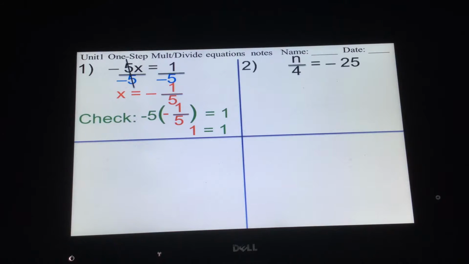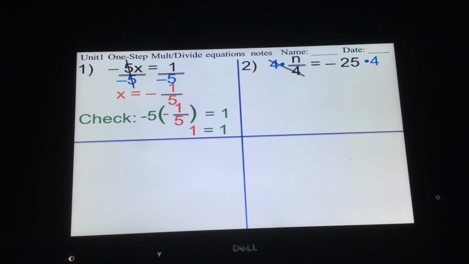Number 2, we have n over 4 equals negative 25. Now, n over 4 is a fraction, and most of you already know that a fraction is the same thing as division. So n over 4 is really n divided by 4. The operation being done to n is being divided by 4. Again, we have to do the opposite operation, which is multiplying by 4. So let's multiply by 4 on both sides. The 4's will cancel out, because the blue 4 is on top and the black 4 is on the bottom, leaving you with n by itself on the left side, which is our goal.